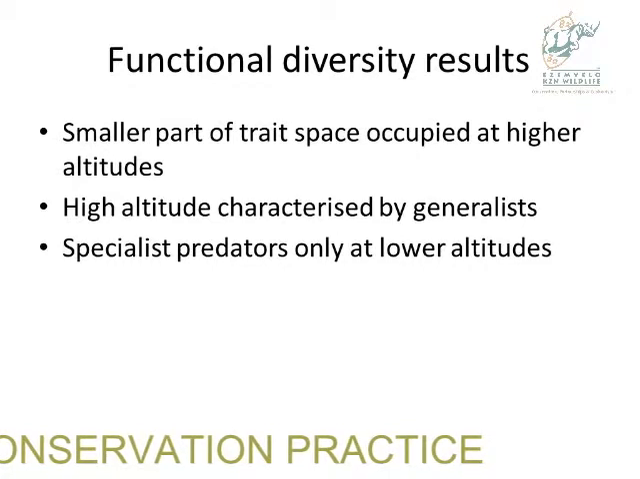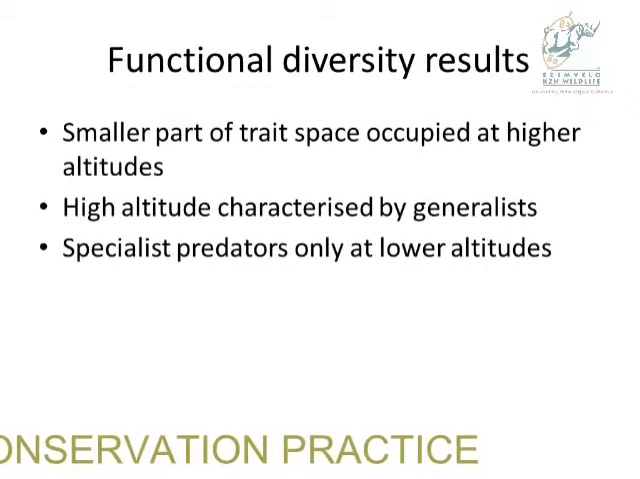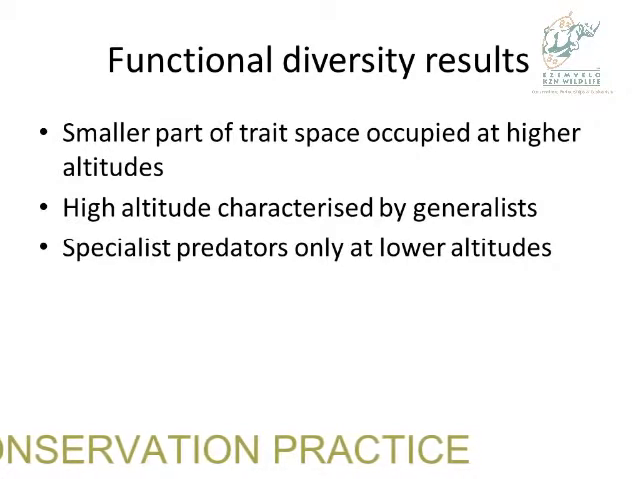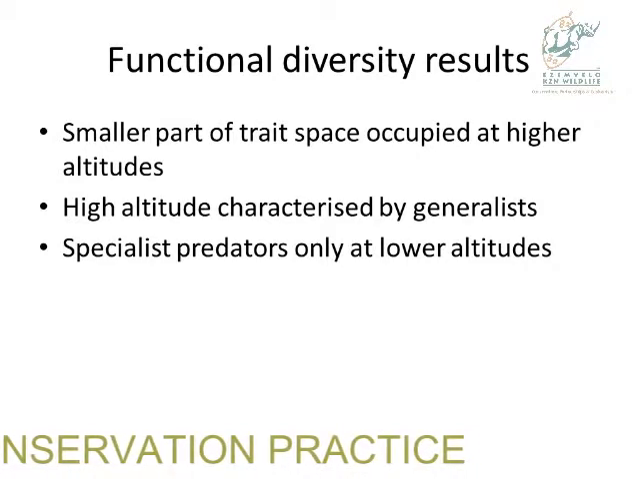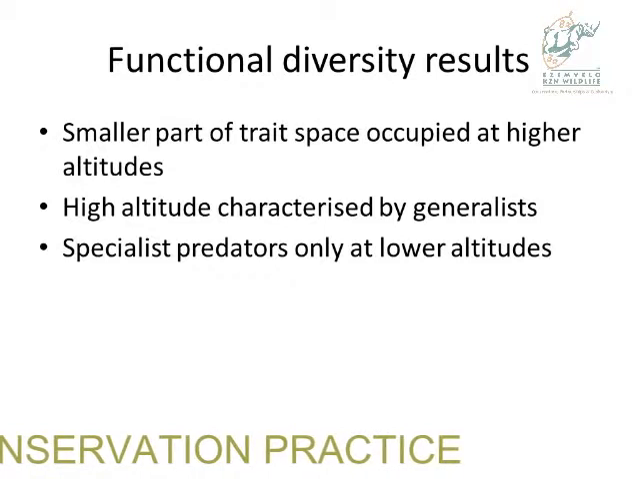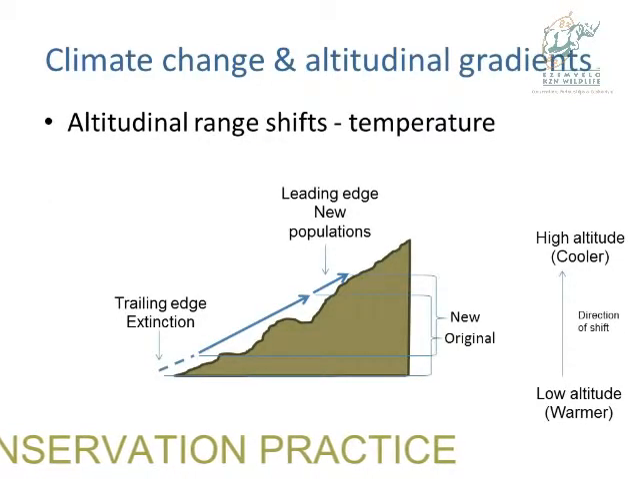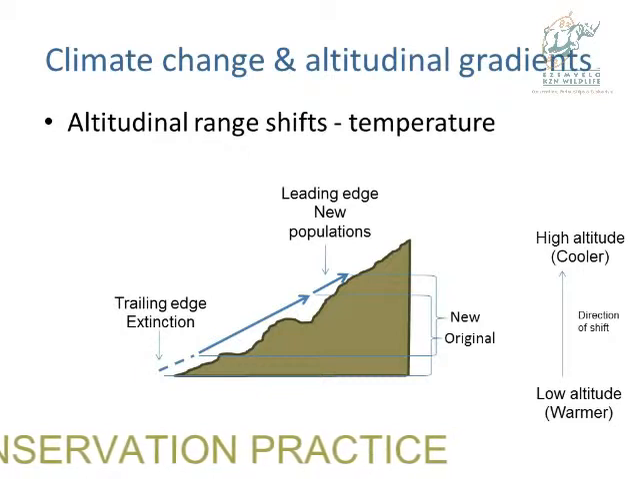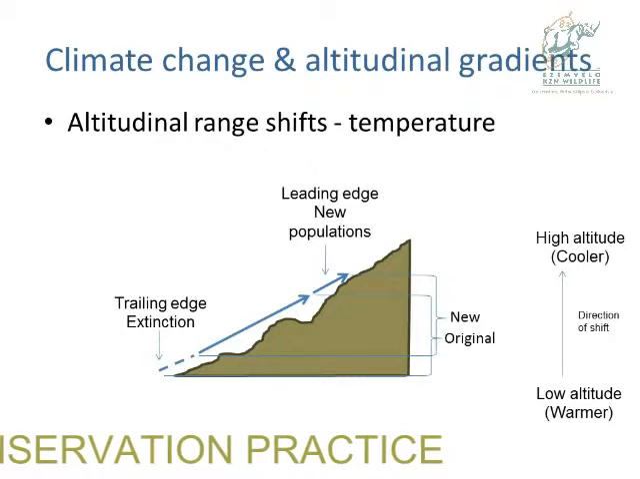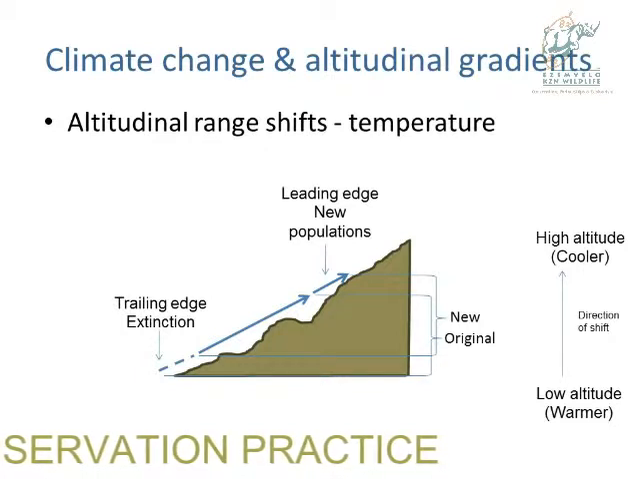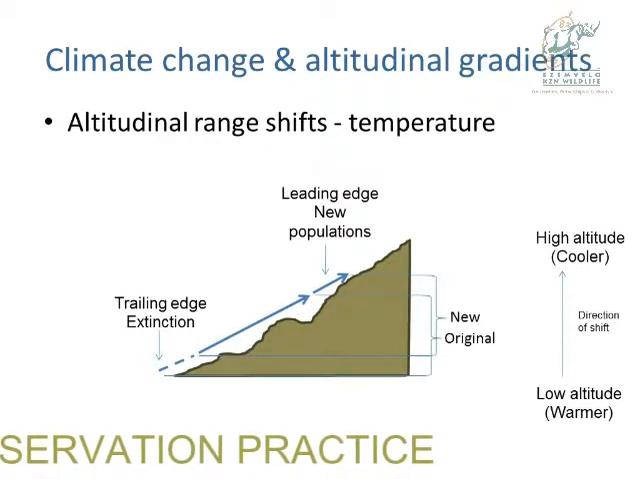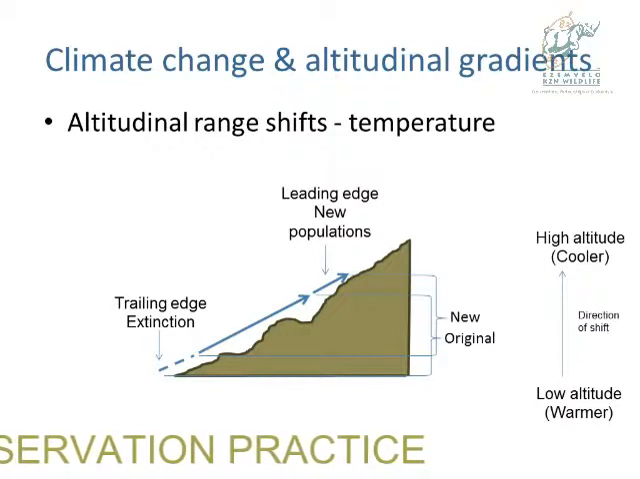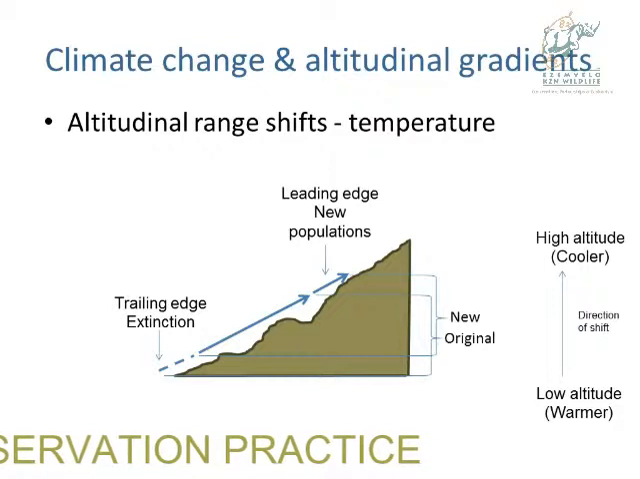So just to summarize, a smaller part of the trait space occupied at higher altitudes. The high altitudes are characterized by the generalists. The specialist predators only occur at low altitudes. Now, the third part of what I want to say today is about climate change and altitudinal gradients. So this is really what we're hoping to get at over the longer term. We've been at this, this coming year will be the 10th year. Hopefully we can keep this up over the long term.